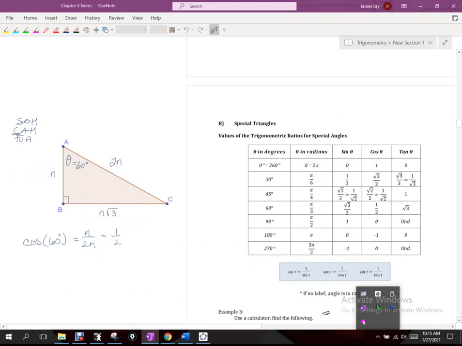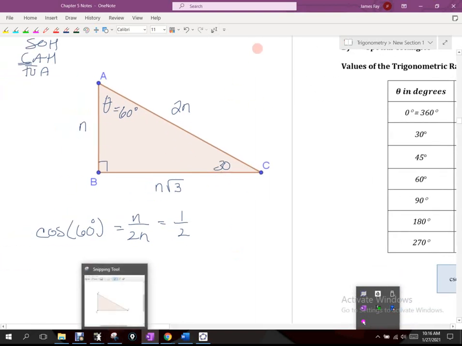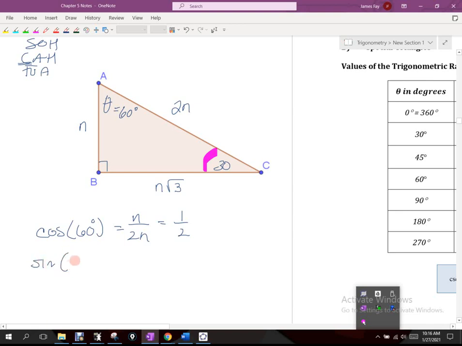So if cosine 60 is equal to 1/2, let me ask you this question. What is this angle right here? How big is angle C? 30. Okay. What trig ratio, by referencing the 30 degrees, so now we're looking at that angle, which ratio would give me 1 over 2 as an output? Sine. If I go sine of 30, that's going to give me opposite over hypotenuse, so n over 2n, which then gives me 1 over 2, right?